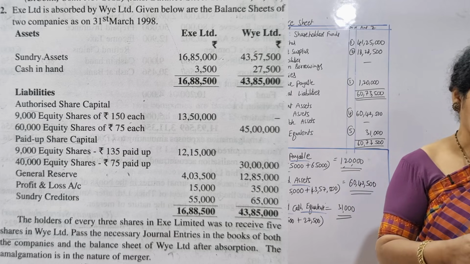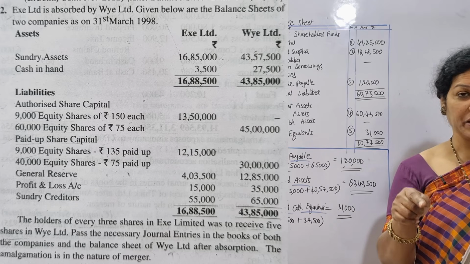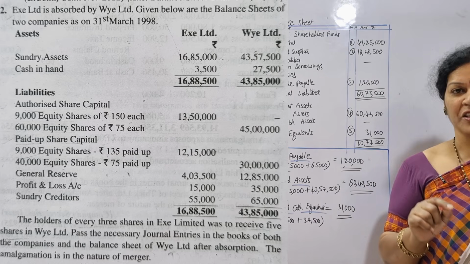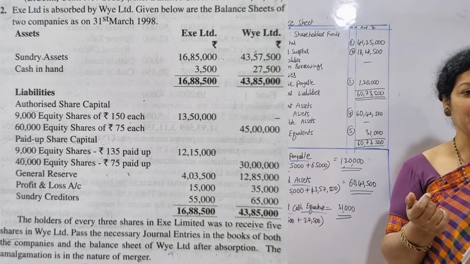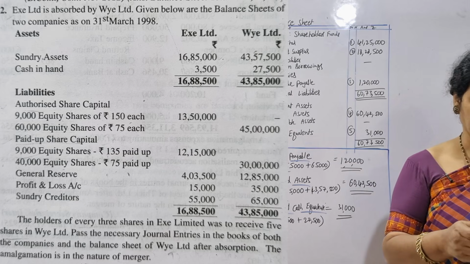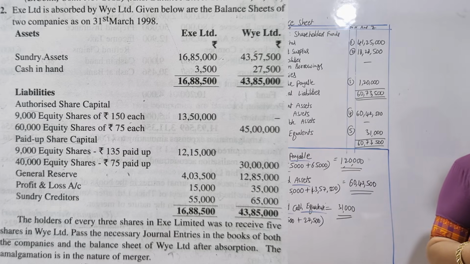So the problem is given: X Limited is absorbed by Y Limited. It means X Limited is the transferor. Y Limited is absorbing, so Y Limited is here the transferee. Given you are the balance sheets of two companies as on 31st March 1988.